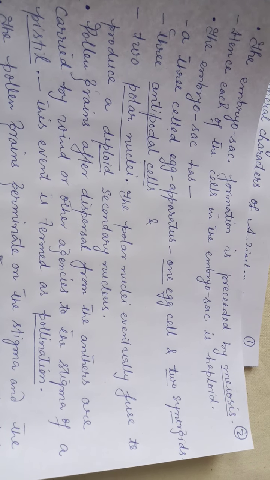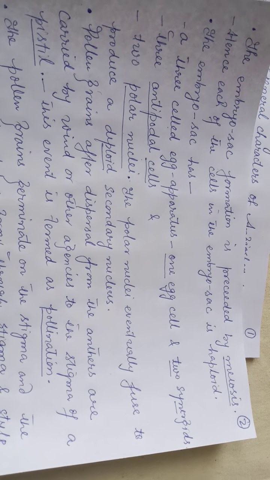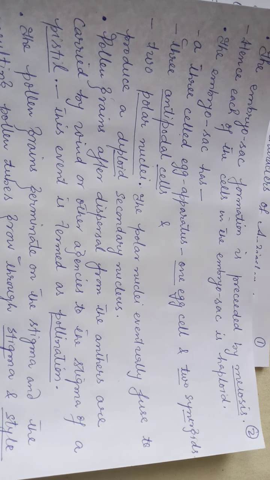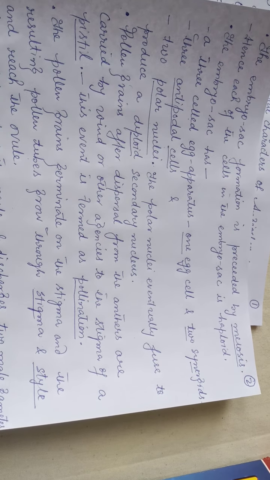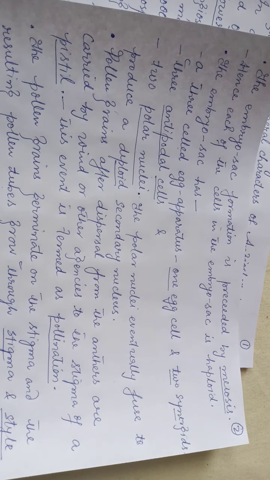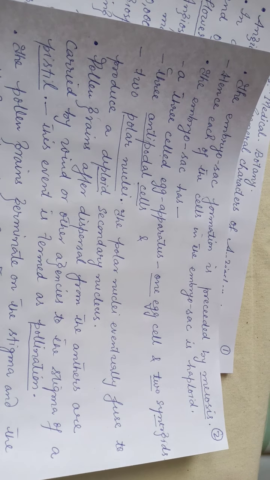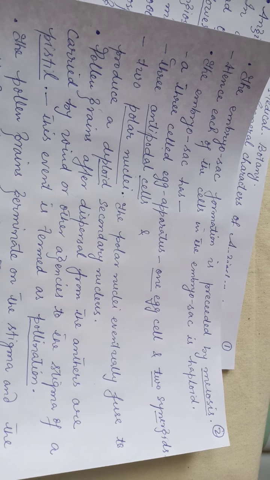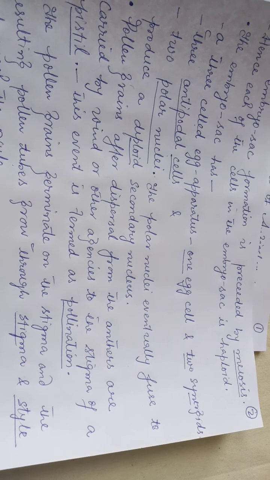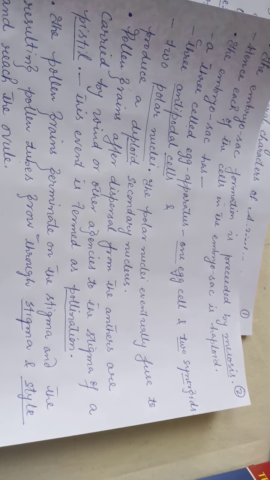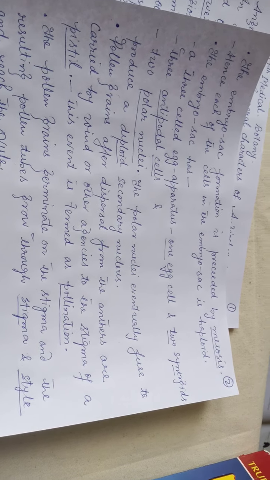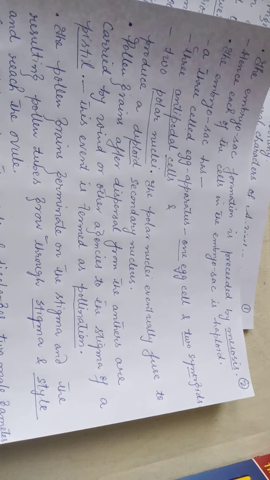Pollen grains, after dispersal from the anthers, are carried by wind or other agencies. There are different agencies involved in the process, which you are well aware of, in pollination. Thus, the pollen grains are carried by different agencies to the stigma of the pistil. This event is in general termed pollination. The pollen grains germinate on the stigma, and the resulting pollen tubes grow through the soft tissues of the stigma and style, and reach the ovule.